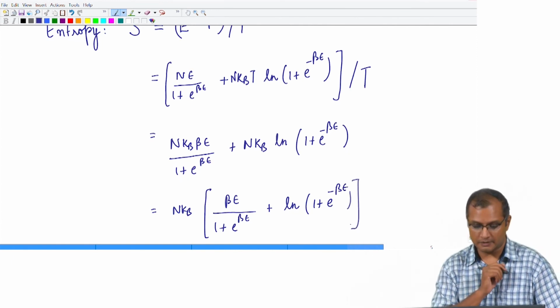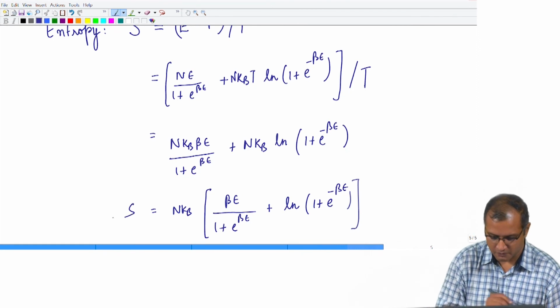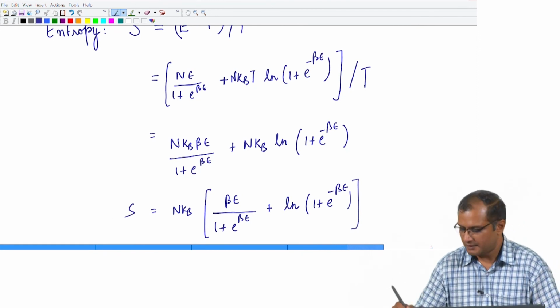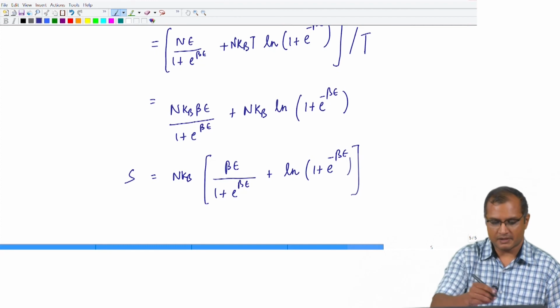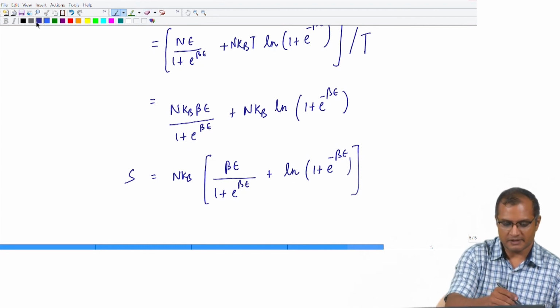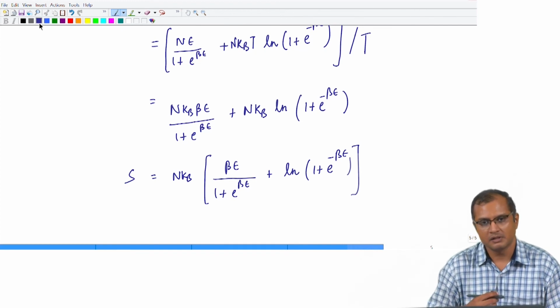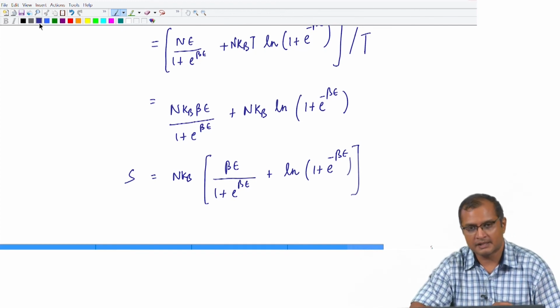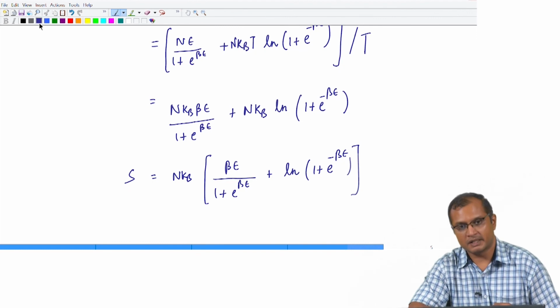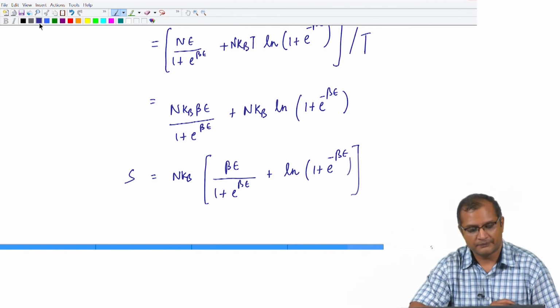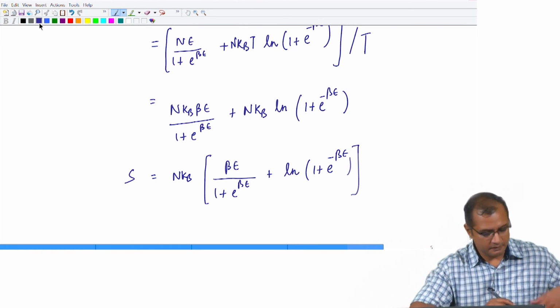So, this is the expression for the entropy of the two level system, and this is where we end today's discussion on the two level system as a discrete degree of freedom example. In the next class, we will look at the classical ideal gas as another working example of a canonical ensemble. Okay. So, we break here and we meet in the next class.